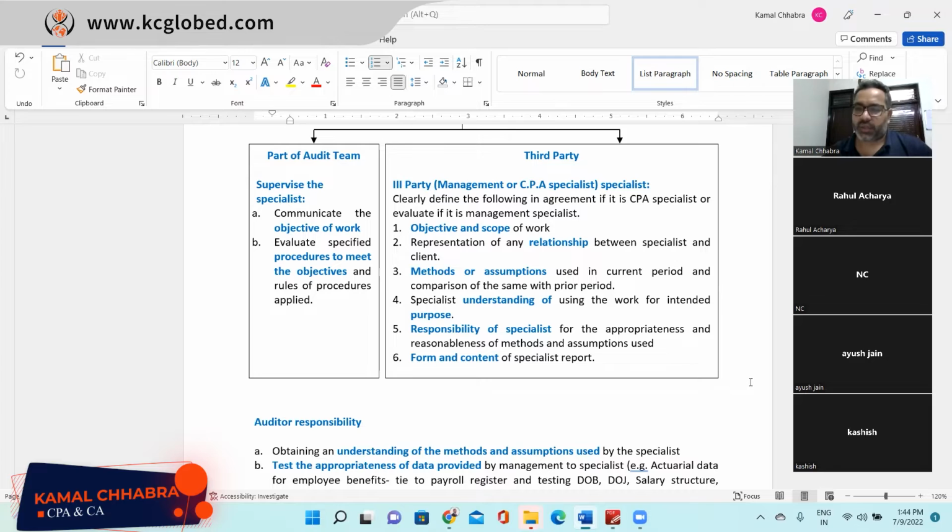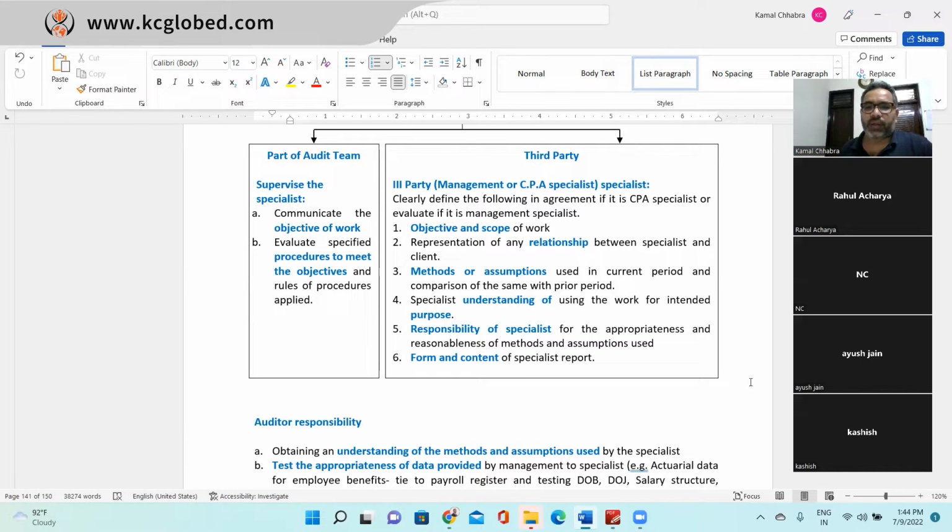Now coming to third party. Third party is the external party, right? It may be lawyer, actuarial, valuer, certified engineer. So in that scenario, we need to clearly define the following in the agreement, whether it's a CPA specialist or a management specialist. So we need to keep the following things in mind. First is objective and scope of the work. If you are involving any lawyer, what is the objective of involving him, and what all cases he or she is dealing with, right?